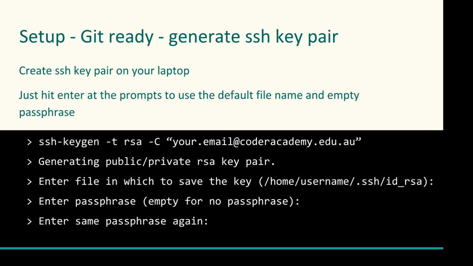Okay, so this has to be a little more complicated than it needs to be, because we're using the Coder Academy network, which uses a proxy. What it means is that we can't use SSH connections to our repos, and I really like to use SSH connections to my repos. So who knows what SSH is?